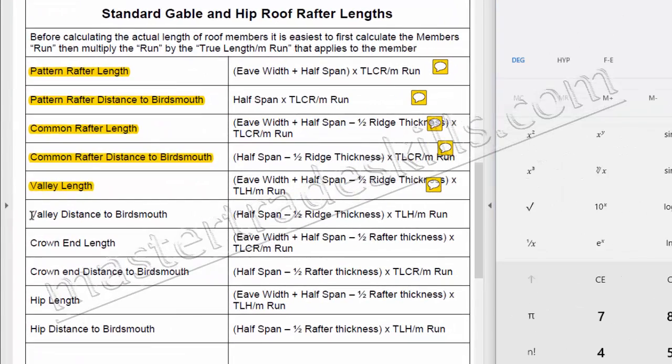The next calculation is valley distance to Birdsmouth. So the calculation is very similar, as you see. This time it's the half span minus half the ridge thickness times by the true length of hip per metre run. So same information as before, except that you're not adding the eave width.